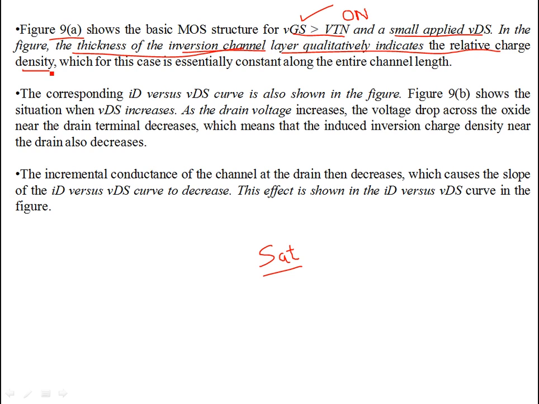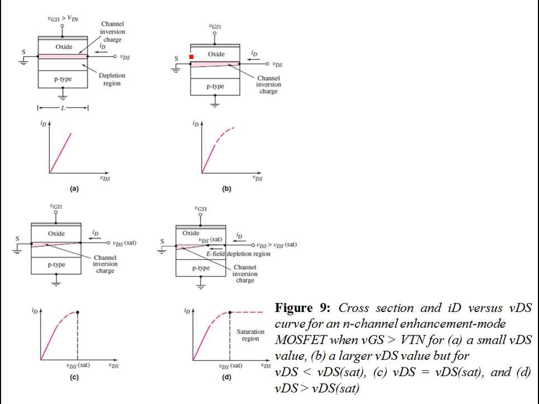The thickness of this channel will indicate the relative charge density in the region, which for this case is essentially constant along the entire channel length. This is what we're talking of, figure 9a over here. So you have some non-zero application of the drain to substrate voltage. You have a gate over here.